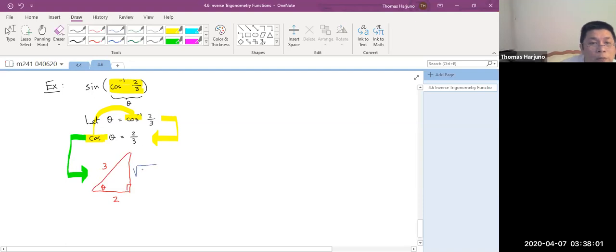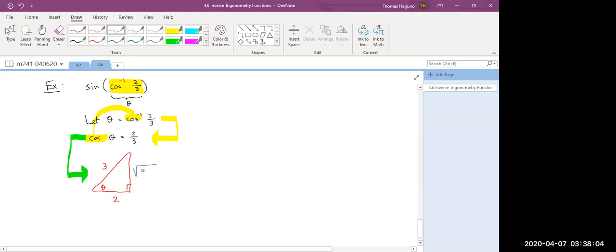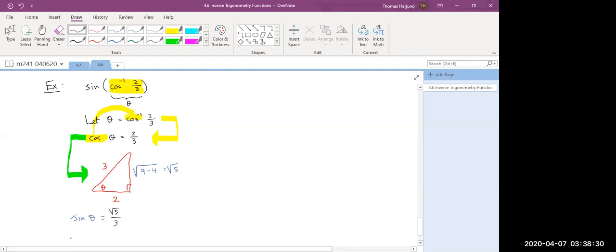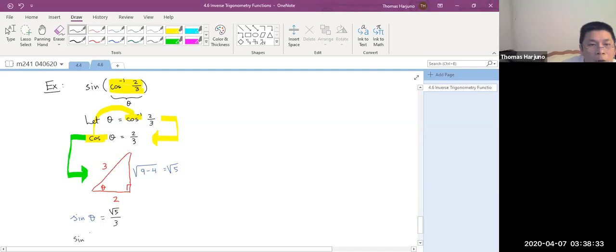That's square root of 5. That's square root of 9 minus 4. Now, what we need in our question is sine theta, because I replaced this by theta, right? I need to find sine theta. Sine theta, according to that triangle, is radical 5 over 3. So basically, we already answered: sine of cosine inverse of 2/3 equals radical 5 over 3.